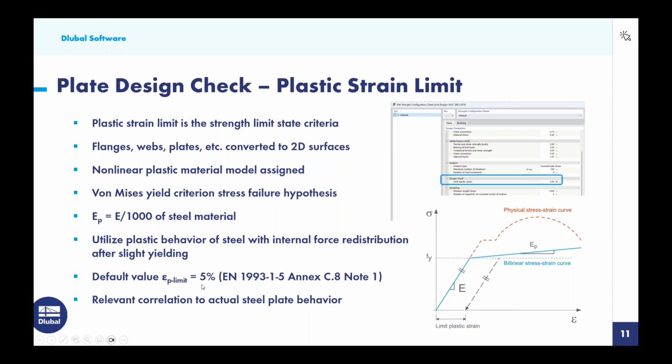The default here is set at 5% for that plastic strain limit. This comes directly from the Eurocode, with the section listed here. When we reference the AISC, there is no specific reference to what the plastic strain limit should be set to when we are considering FEA modeling for connection design. So we do refer to the Eurocode, but this is fully adjustable in the program. There have been many studies carried out comparing actual steel plate behavior to this FEA approach, and relevant correlation has been found, so it is an accepted approach.